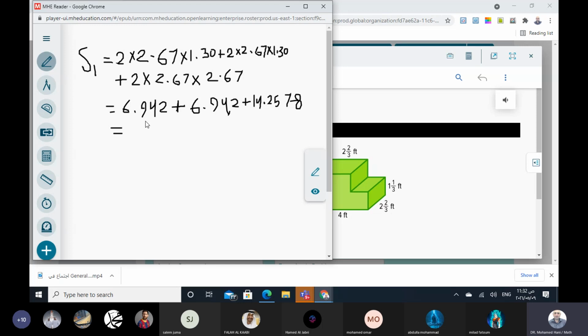Now we can calculate. We have 6.942 plus 6.942 plus 14.2578. The answer will be 28.14 feet squared.